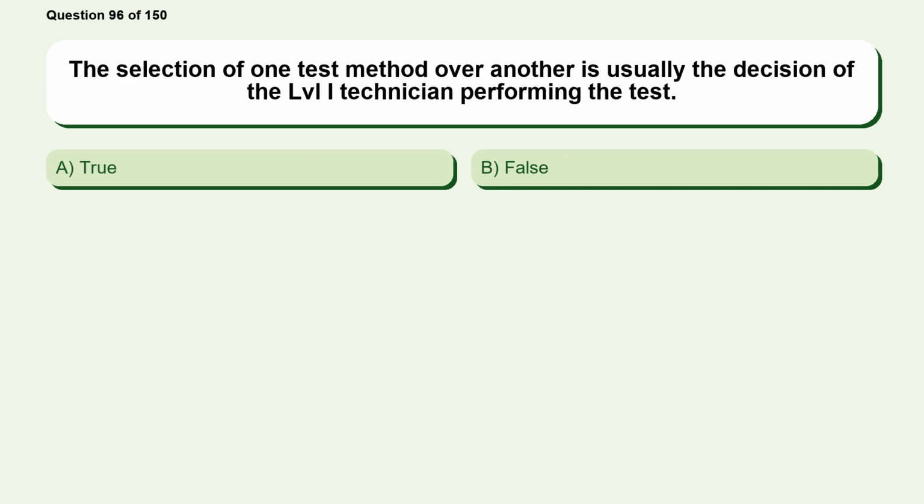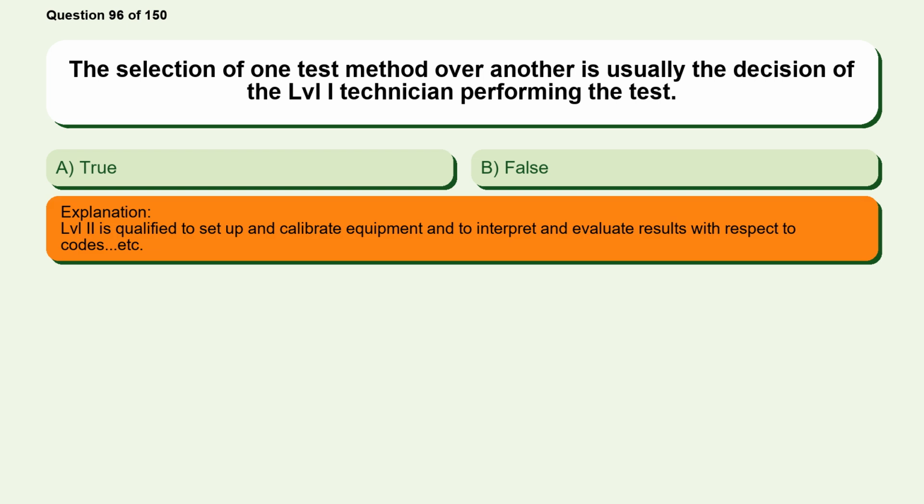Question 96. The selection of one test method over another is usually the decision of the LVL1 technician performing the test. Option A, true. Option B, false. The correct answer is option false. LVL2 is qualified to set up and calibrate equipment and to interpret and evaluate results with respect to codes, etc.